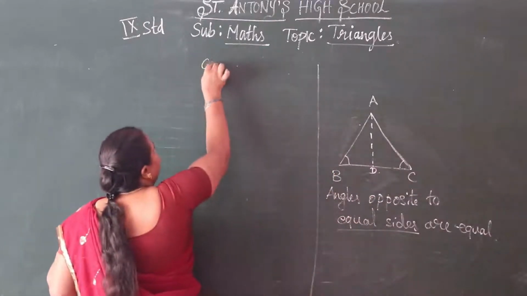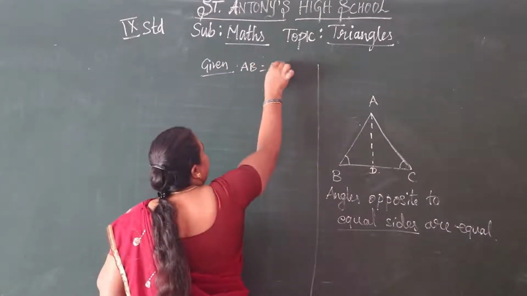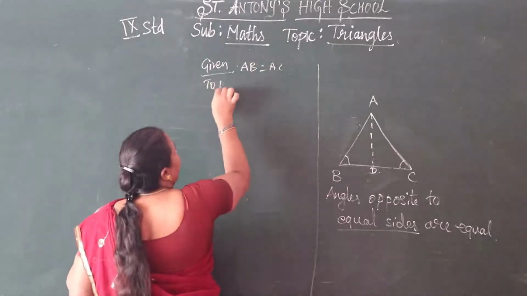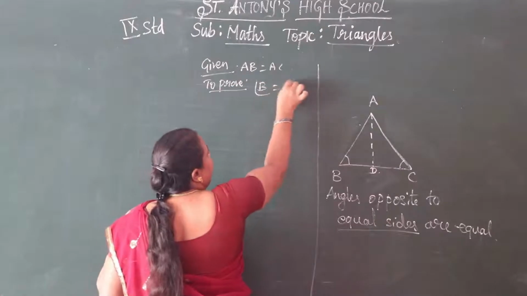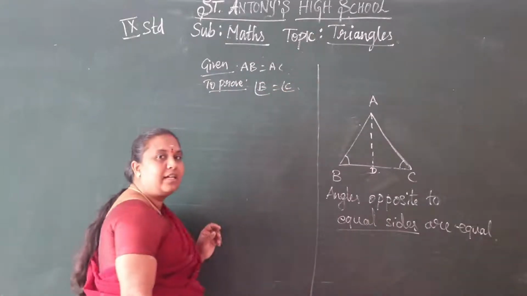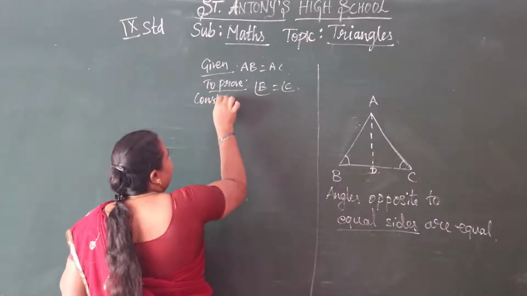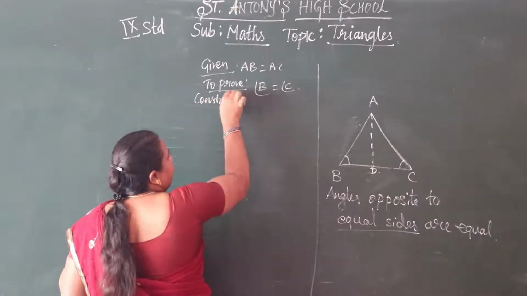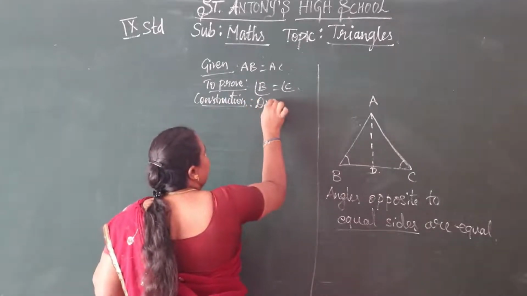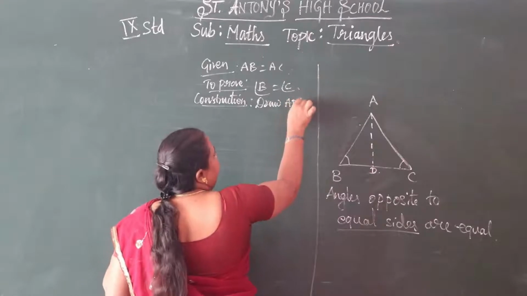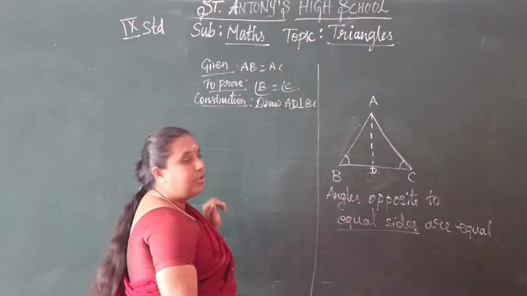What is given? AB equals AC. What do we want to prove? Angle B equals angle C. Next, construction. What do we want to construct here? Draw AD perpendicular to BC.